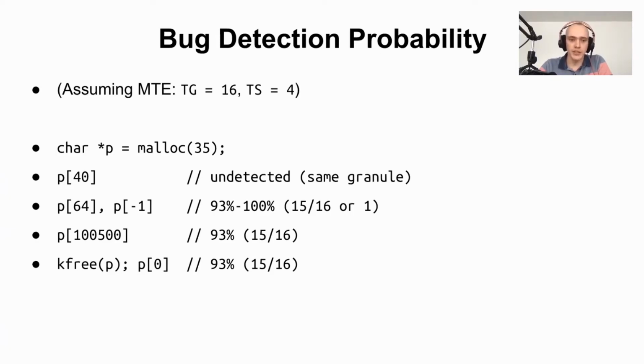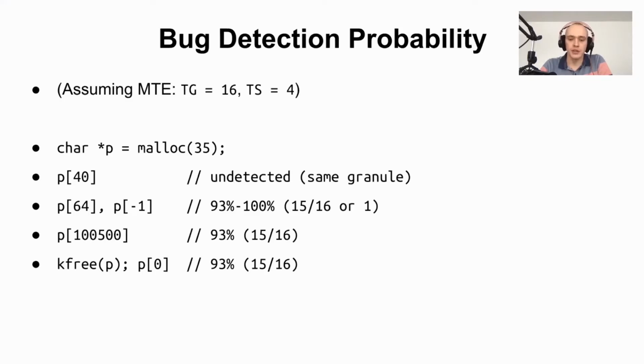If we access the next granule, the fourth granule with offset 64, there is still a chance, if the tags are assigned randomly, that the tag on the next granule will match the tag on our object. The chance of this, if we're assigning tags randomly, is 1 out of 16. It's up to the implementation, but the implementation can make sure that objects that are next to each other in memory get different tags.